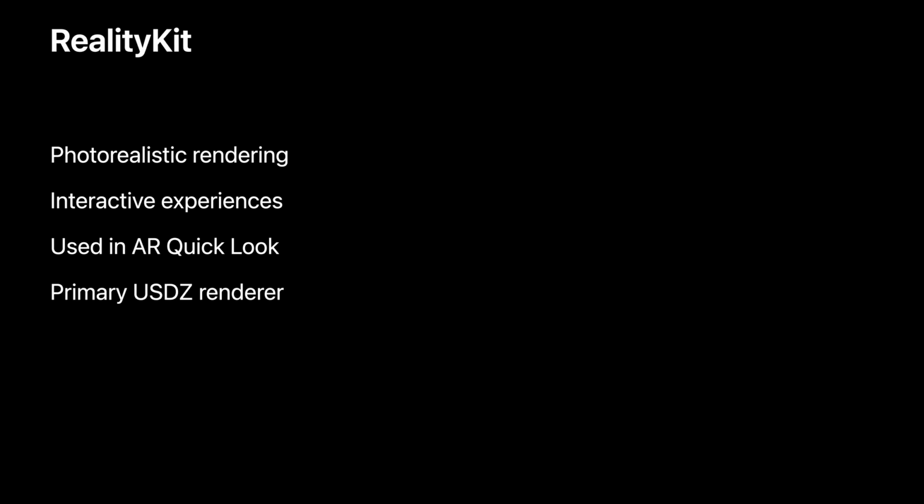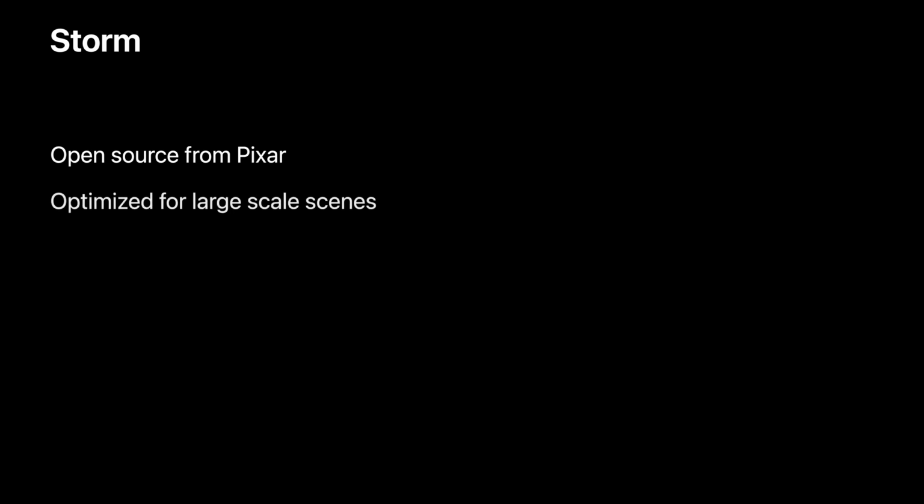Another option for USD rendering on macOS is Pixar's open source renderer Storm. It is optimized for production-grade assets and designed for real-time preview of large-scale scenes. It's a great technology for you to visualize and iterate on assets as they flow through your content creation pipeline. Storm uses a technology called Hydra. Hydra is a core aspect of the USD open source project. So next, let's understand Hydra and its connection to Storm.